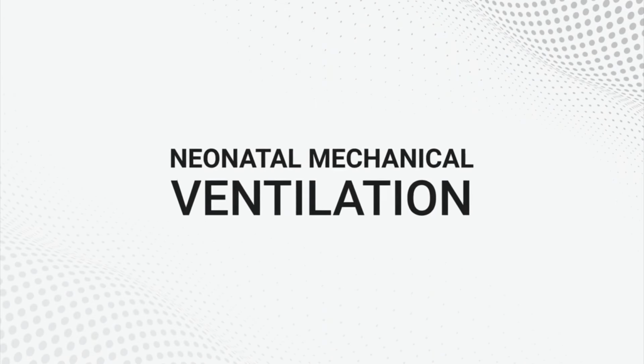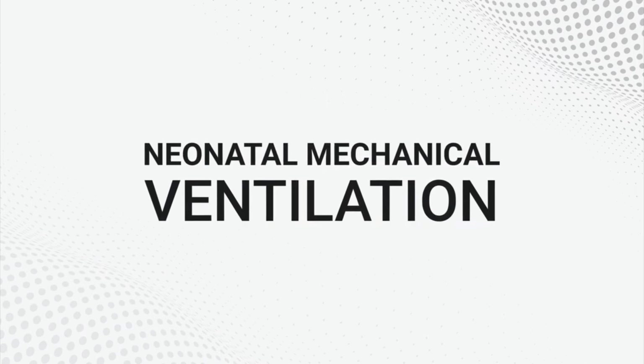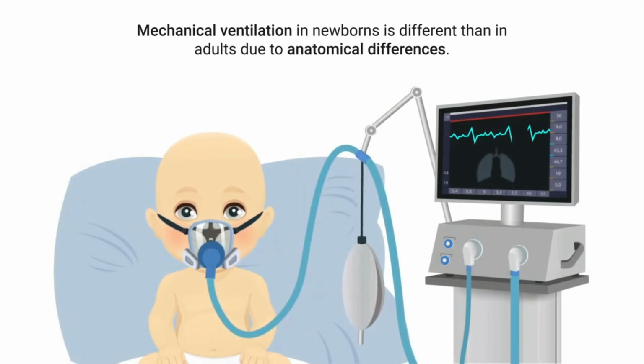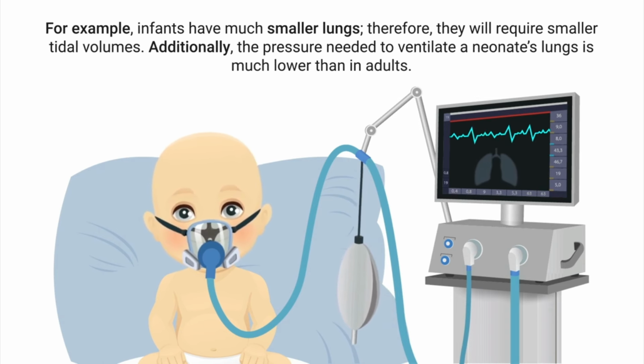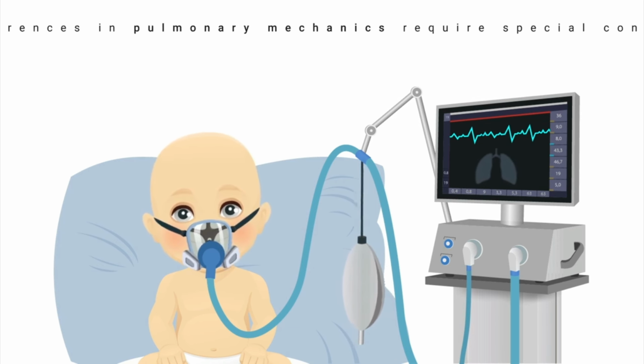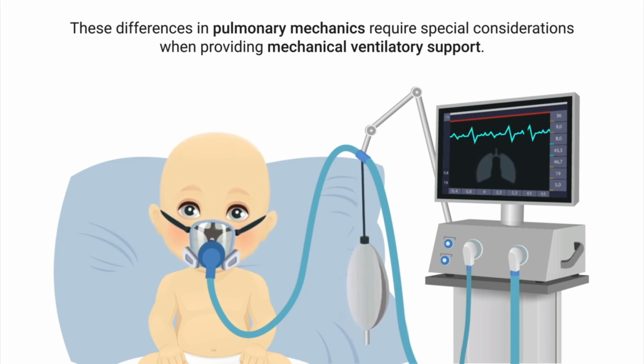And since I've been spending this entire time talking about mechanical ventilation in adults, I feel like I also need to talk about neonatal mechanical ventilation, which is the process of delivering positive pressure to an infant's lungs for breathing support. Just like adults, this would be indicated when the infant's respiratory efforts are insufficient to maintain adequate oxygenation and ventilation. However, mechanical ventilation in newborns is different than in adults due to obvious anatomical differences. For example, infants have much smaller lungs, therefore they will require smaller tidal volumes. Additionally, the pressure needed to ventilate a neonate's lungs is much lower than in adults. These primary differences in pulmonary mechanics require special considerations when providing mechanical ventilatory support.